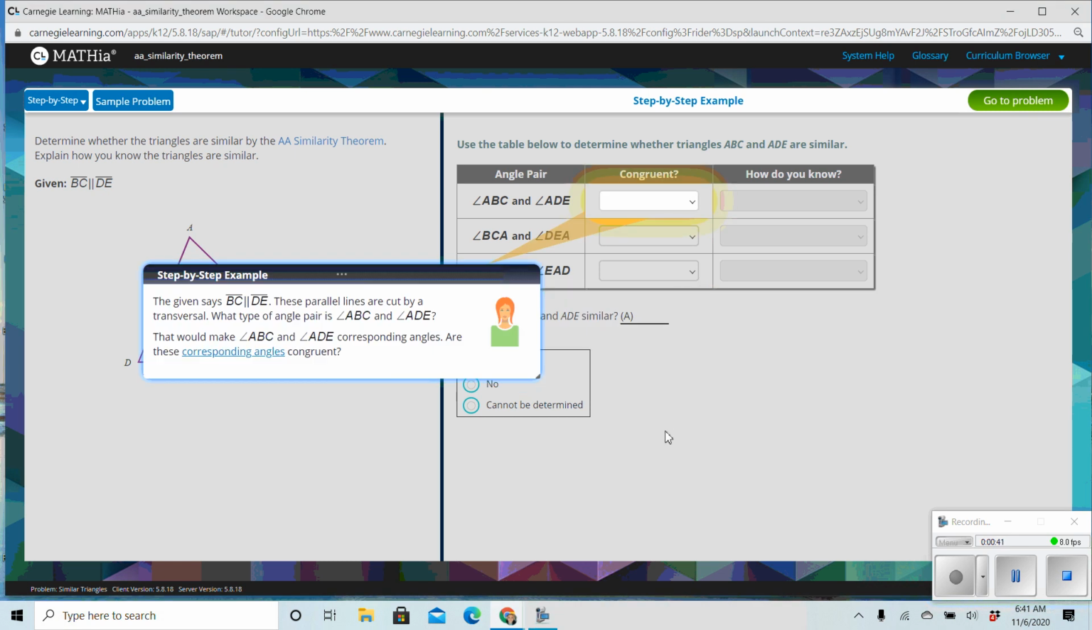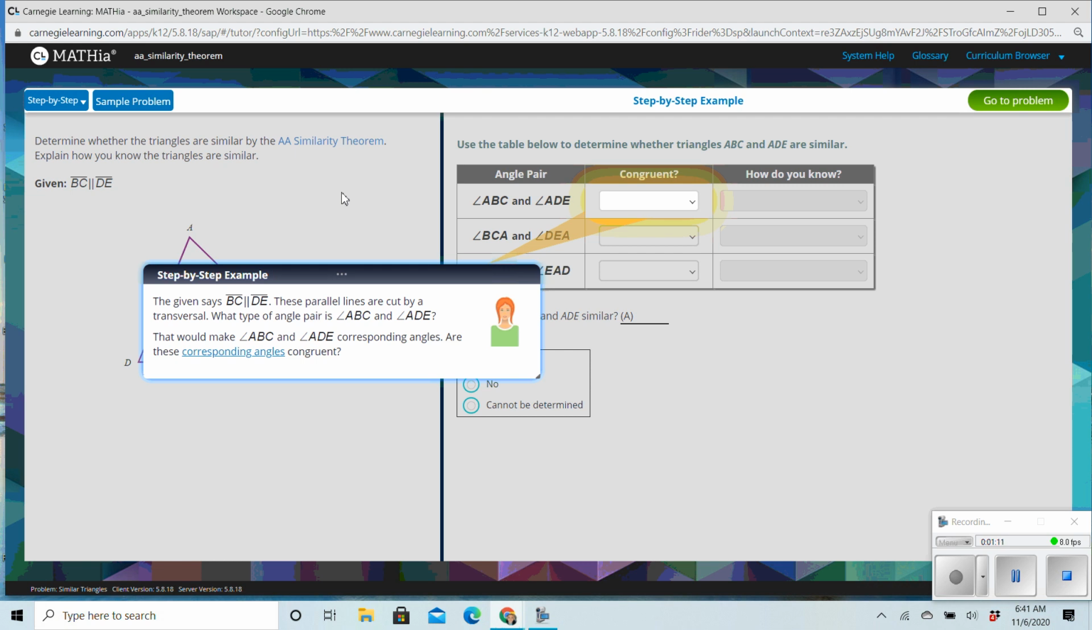So over here, as always, on the left hand side is your little note piece. So let's read this. It's a step-by-step example. The given says BC is parallel, remember those two lines being parallel, to DE. So these parallel lines are cut by a transversal. So what type of angle pair is ABC and ADE? That would make ABC and ADE corresponding angles.